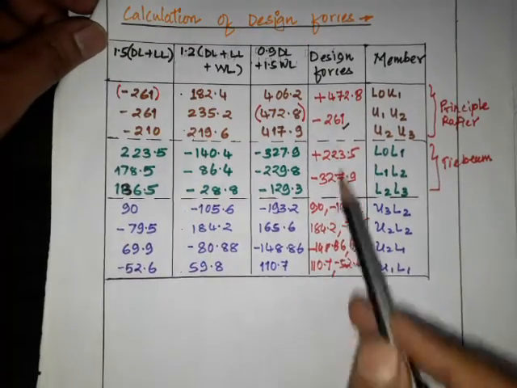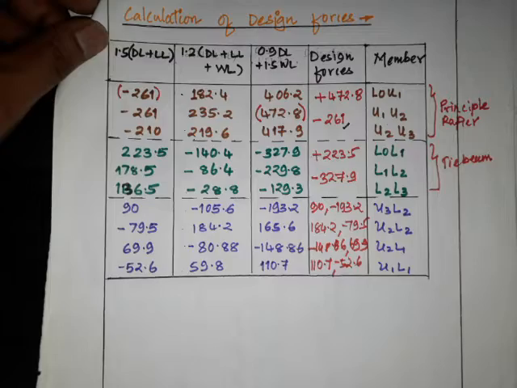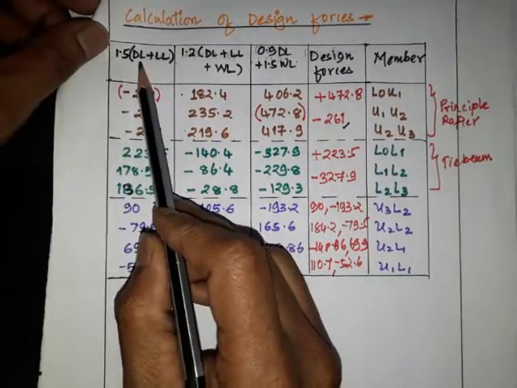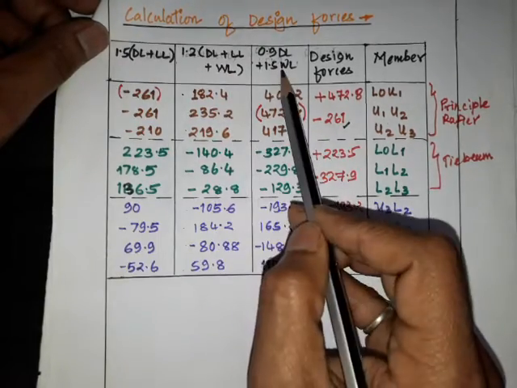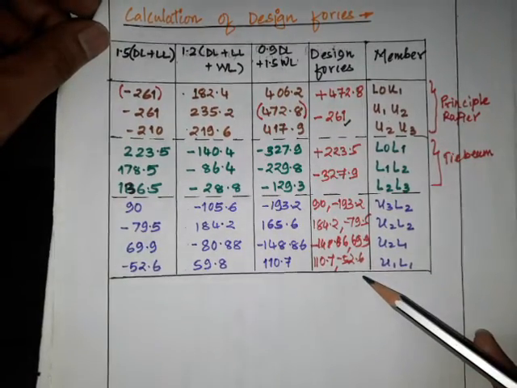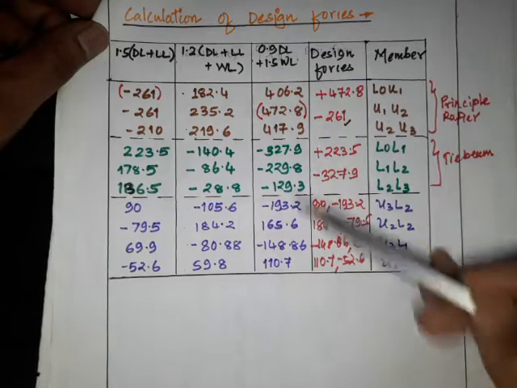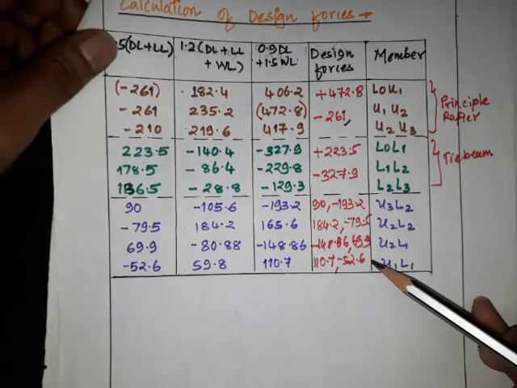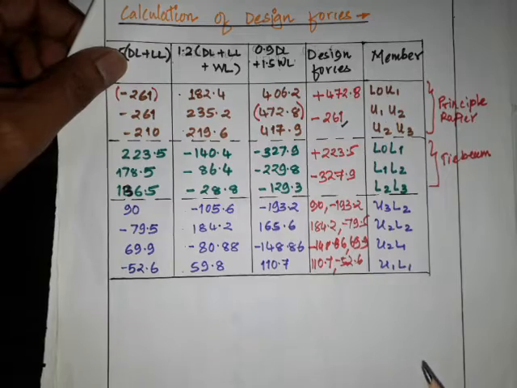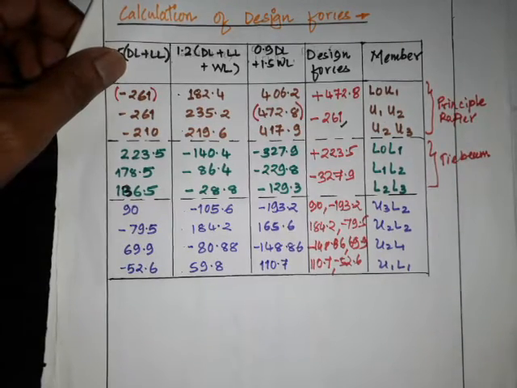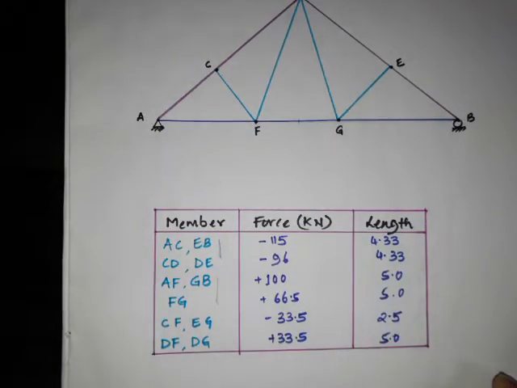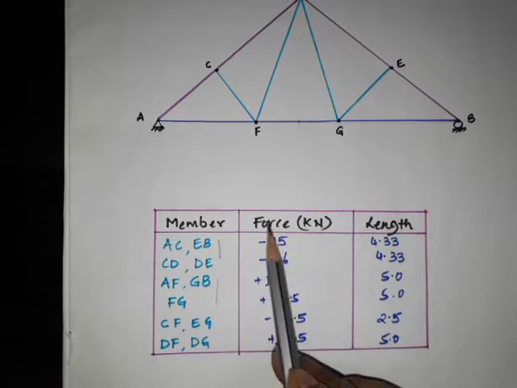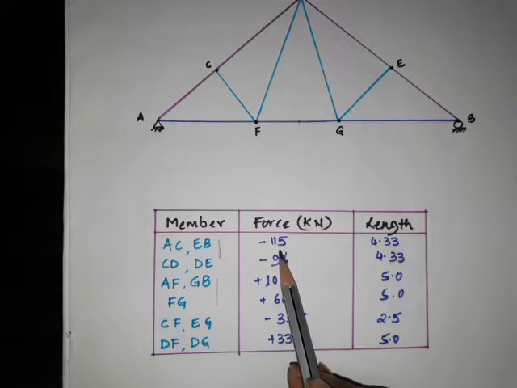So this is a table for your reference for problem number 1. Here dead load and live load were given, so we calculated the design forces by considering the load combinations, and then we got the design force for problem number 1. But in the condition for problem number 2, the forces are given directly here. There is no need to add load combinations. Only one force is given directly.